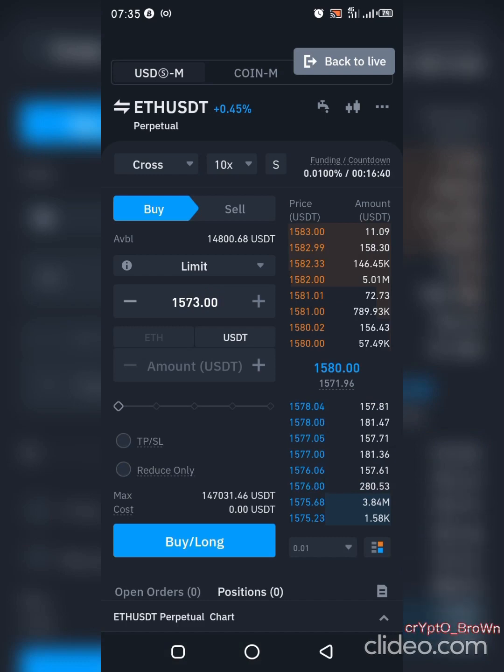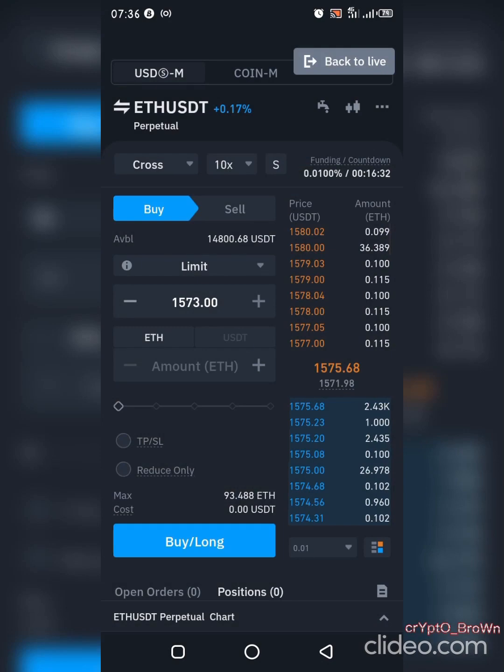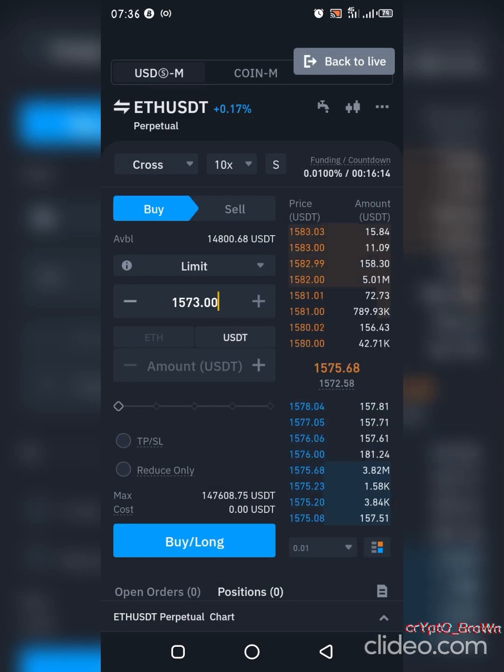So when the price moves to this portion, our market will be triggered. Now the USDT and then the Ethereum portion over here: the Ethereum gives you the opportunity to determine the amount of ETH you want to buy, and it will give you the cost for buying that Ethereum. And the USDT gives you the opportunity to enter the amount of USDT you want to use to buy the Ethereum. Mind you, the leverage will be multiplied by the cost of your money to enter into the market.